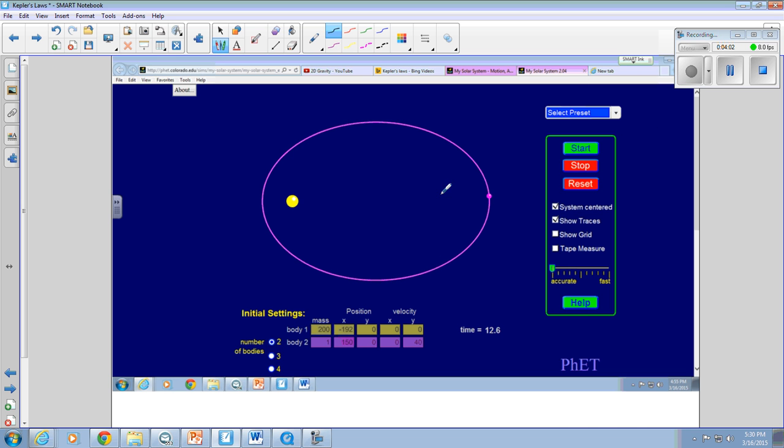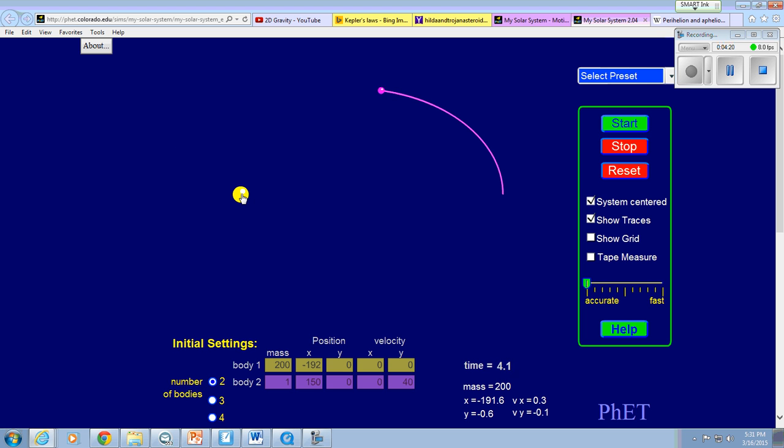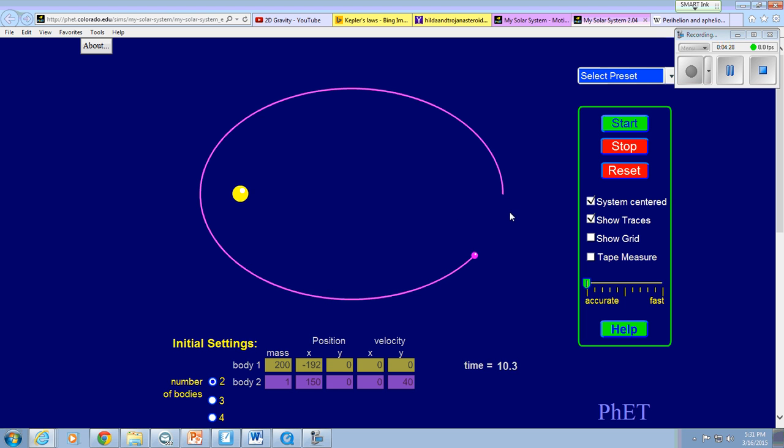And I have a planet simulator from Colorado University, and if I start this, you can see the elliptical orbit of the planet around the sun. It takes its elliptical orbit. And after we're done, we can see the ellipse.